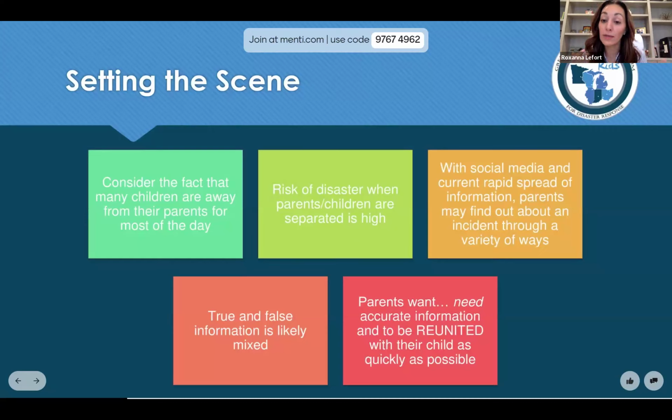Also, with the way that information gets spread nowadays with social media and how rapid information can spread, whether accurate or inaccurate, parents, when they are separated from their child and they're concerned that an incident has occurred or their child might be sick or injured, are going to frantically be wanting information and wanting to be reunited with their child. And a mass casualty event can get very chaotic if you don't have a plan in place. So super important to have something laid out, some sort of plan in place for this type of event and for the response and the crowdsourcing and everything that's going to happen with this type of event. Next slide.